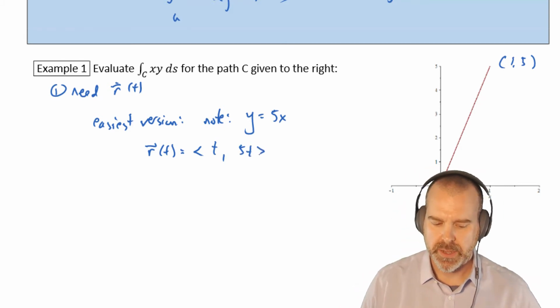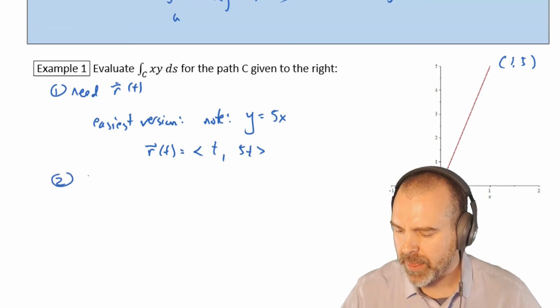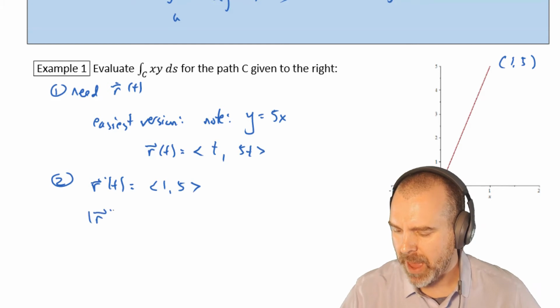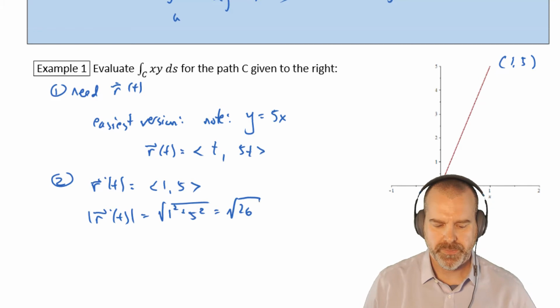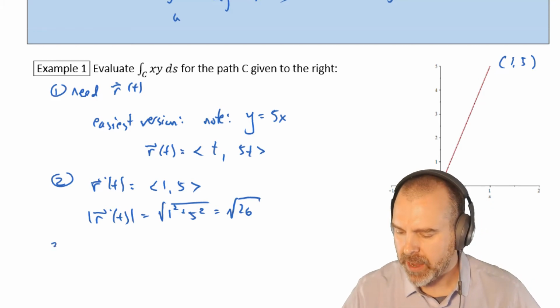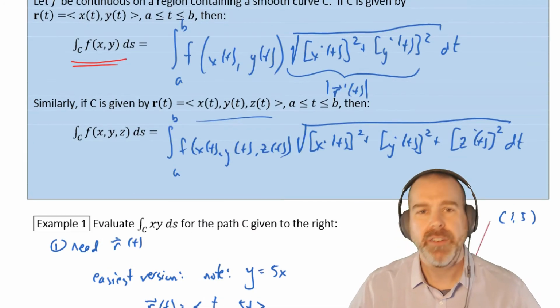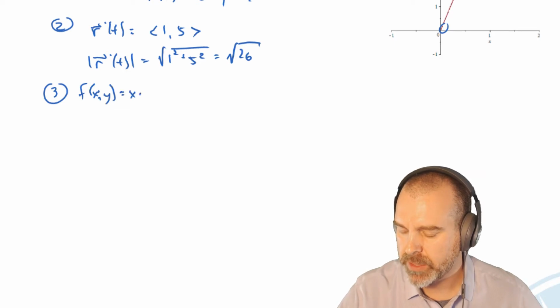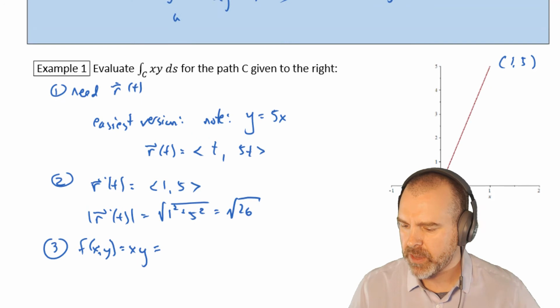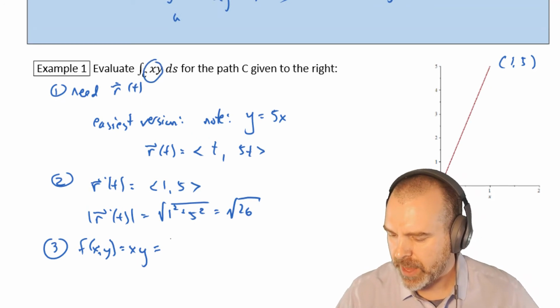That's the easiest version. Okay, next, let's get the magnitude. Well, let's actually get r prime and then find its magnitude. r prime is easy here, (1, 5). The magnitude of r prime will be the square root of 1 squared plus 5 squared, which is the square root of 26. Okay, and then in our integral, we need f of x of t, y of t. Well, f of x, y equals x times y in this case. That is our function, xy. And so that'll just be t times 5t, which is 5t squared.